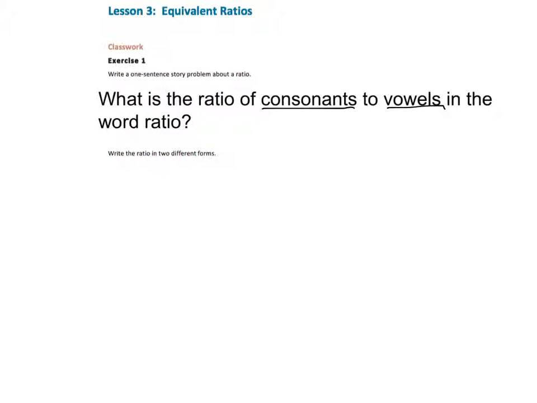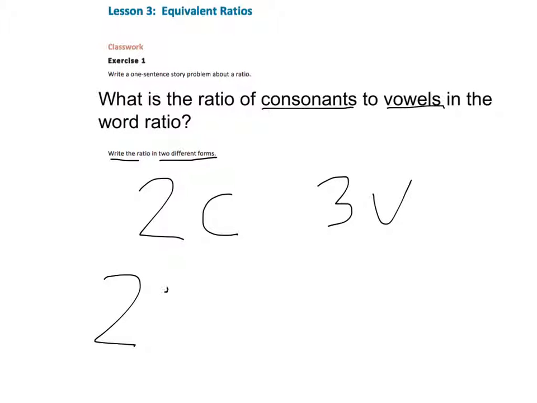So now let's write our ratio. Okay, to write our ratio, we first need to figure out how many consonants and how many vowels there are. Looking at the word ratio, there are 2 consonants and 3 vowels. So we're going to write our ratio in 2 different ways. The first way is with a colon in between. We take the 2 from the consonants and put a colon, or 2 dots on top of each other, and then the 3. So this shows our ratio of 2 to 3.